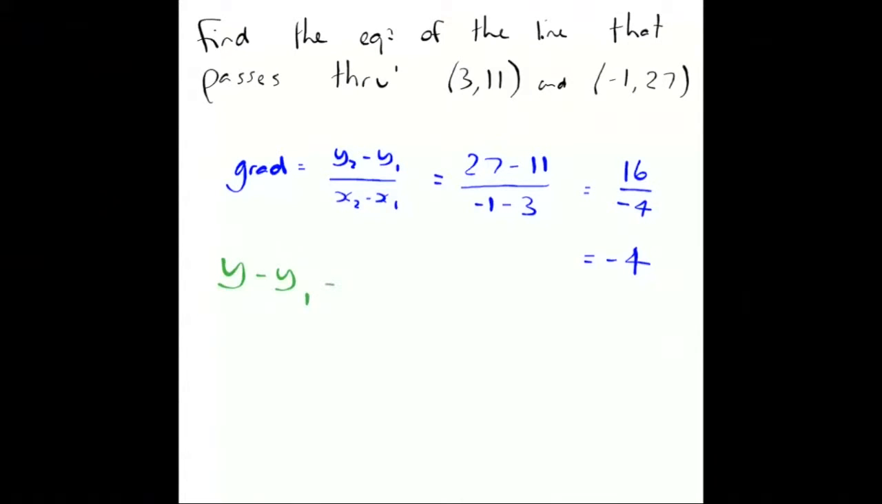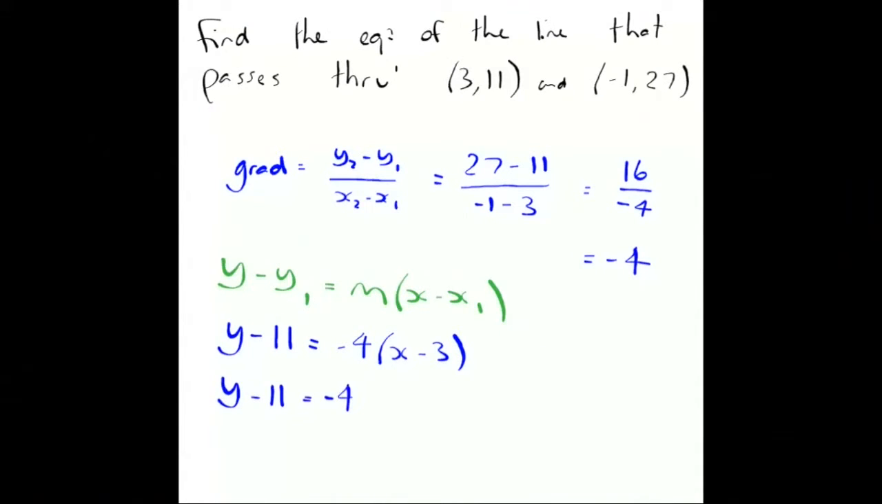We're going to do y - y1 = m(x - x1). So that's going to tell us y - and we can pick either one of these coordinates, so we're going to pick the 11, = -4(x - 3). You could leave your answer like that, but I'm going to tidy it up. y - 11 = -4x + 12, the minus times the minus is a plus. y = -4x + 23, moving the 11 across to the other side.